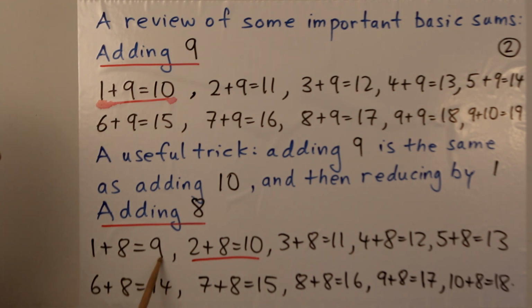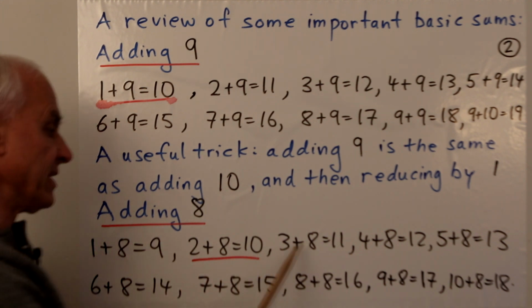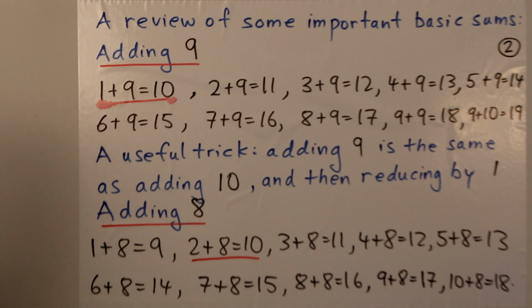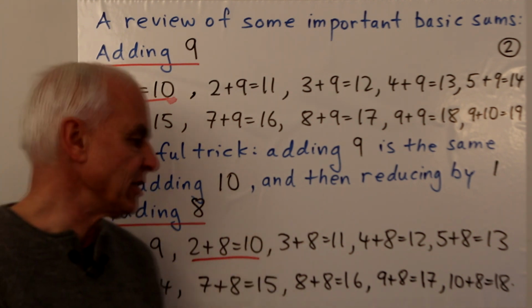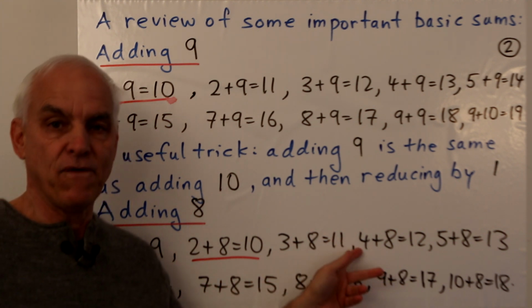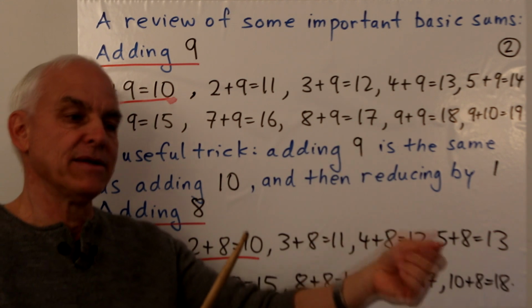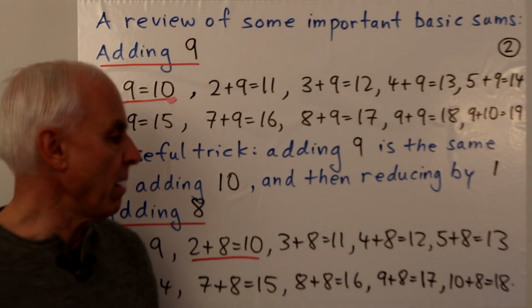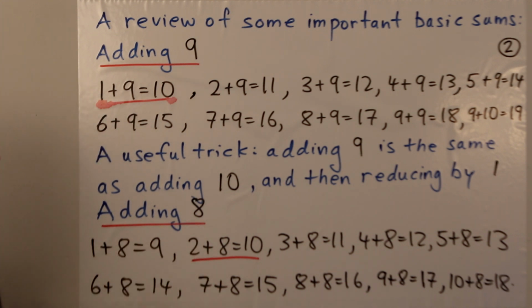Similarly for adding 8, same kind of thing. 1 plus 8 is 9, 2 plus 8 is 10, 3 plus 8 is 11, and so on all the way up to 10 plus 8 equals 18. And there's a similar remark that we could make here. It's perhaps slightly less useful, but you could also think about it that way, that to add 8 to 4 is what you get when you add 10, and then you come back 2. Okay, that's a little bit more complicated, but it's still perhaps worth pointing out. That might be useful for some students to remember.